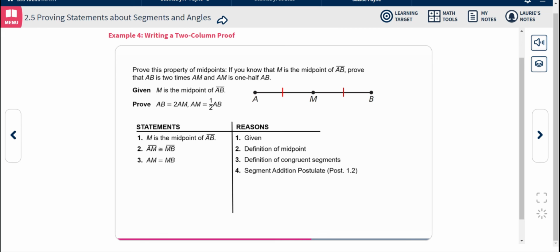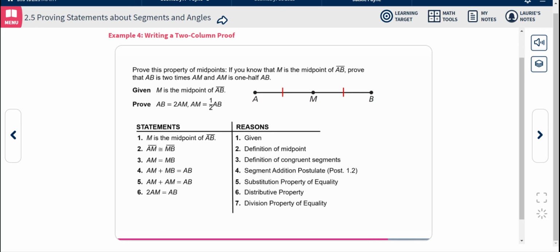By the segment addition postulate, AM plus MB is equal to AB. Then you can use the substitution property of equality to substitute AM for MB in statement 4. So AM plus AM is equal to AB. Then use the distributive property to combine like terms, which gives you 2AM equals AB. Use the division property of equality to divide both sides of the equation by 2, which gives you AM equals 1/2 AB.